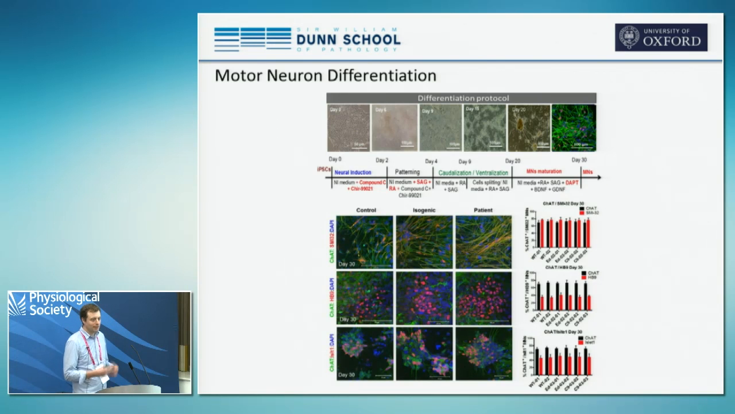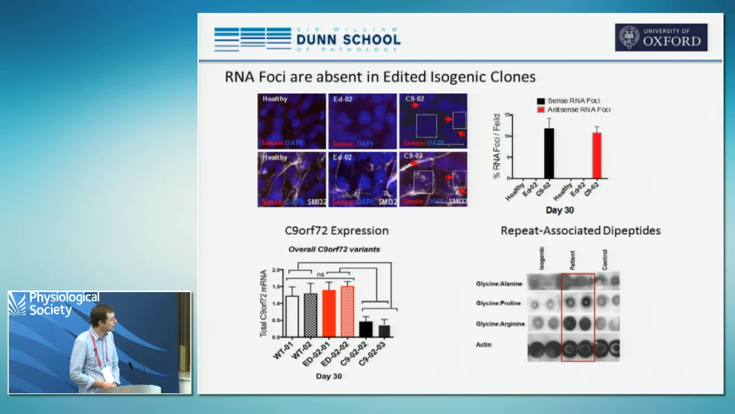So just to demonstrate how versatile the iPS cell model is, our collaborators were able to take the same lines and differentiate them into motor neurons using a protocol they've developed. They stained them with various markers, HB9, SMI32, and so forth, just to confirm that these are actually motor neurons. And they made some very interesting observations.